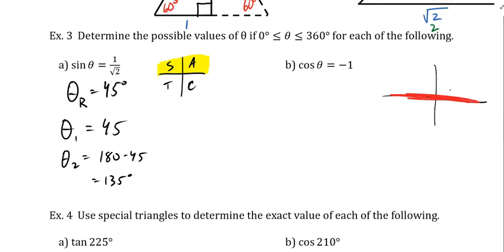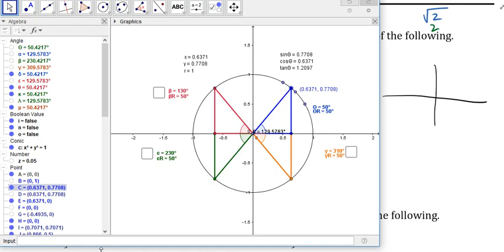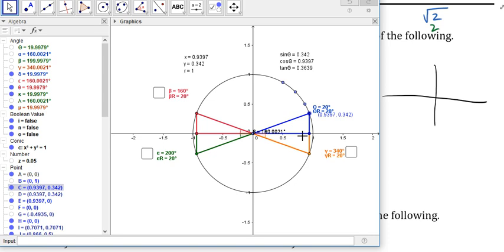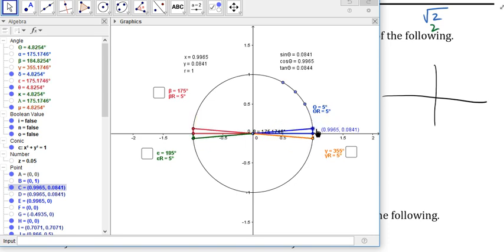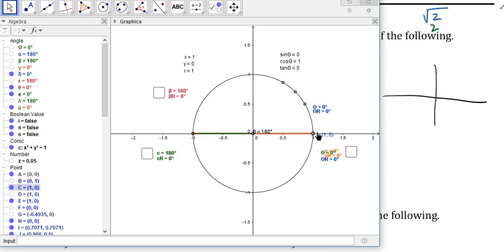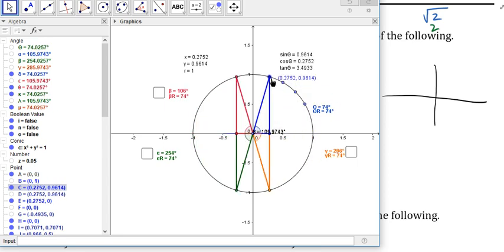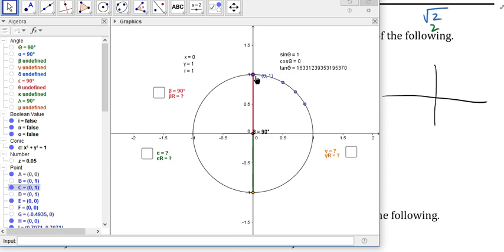And I know that because, again, cosine is adjacent over hypotenuse. And when I bring this one down here, they're the same length. Right? Watch. So this is the hypotenuse. This is the adjacent. When I bring it down, they're the same length. So that's where cosine is 1. There's my adjacent. It's 0 at 90. Cosine of 90, put it in your calculator, equals 0. Right?